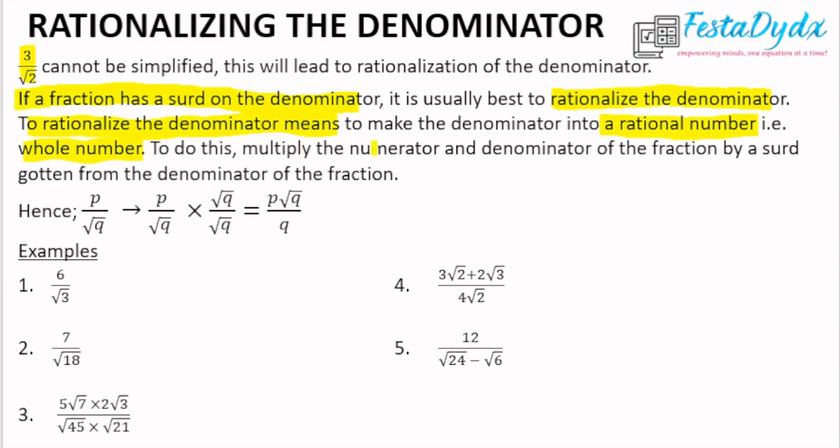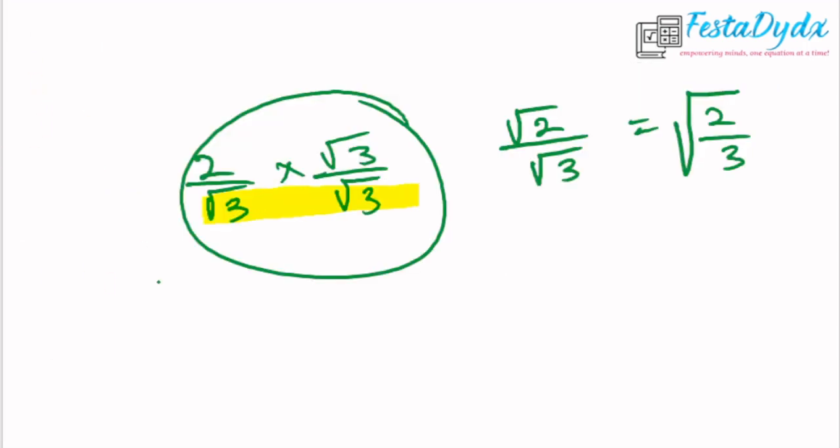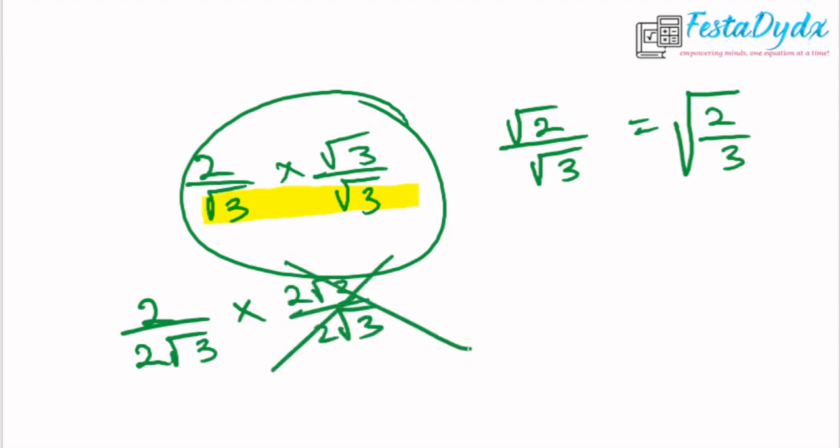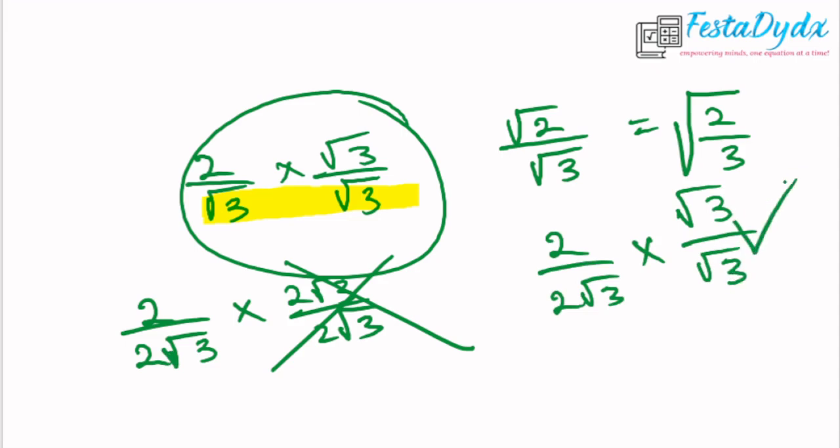To do this, multiply the numerator and denominator of the given fraction by a surd gotten from the denominator of the fraction. So we have to get the surd from the denominator of the fraction. This is why I'm saying it must be a surd, because some questions can actually be 2 over 2 root 3. You don't have to go and say you want to multiply by 2 root 3 over 2 root 3. No, it's not possible. You'll be like, but we got it from the denominator. Yes, I know, but you actually have to work with only the surd. So it's supposed to be 2 over 2 root 3 times only the surd, root 3 over root 3. This way it is correct.